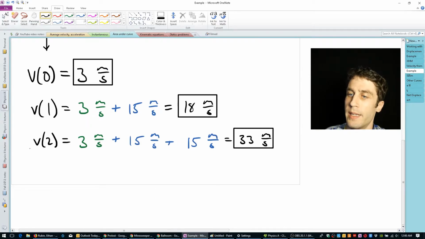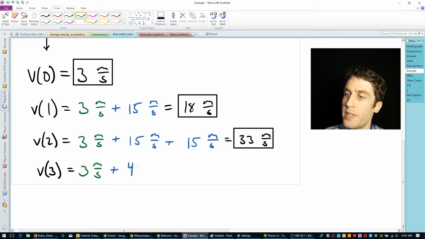So what does this look like on paper? V of 3 equals, initially, 3 meters per second. Always add in the initial velocity. And then add to that the 45 meters per second that it gained over those 3 seconds. This gives us a peak velocity of 48 meters per second. All right.